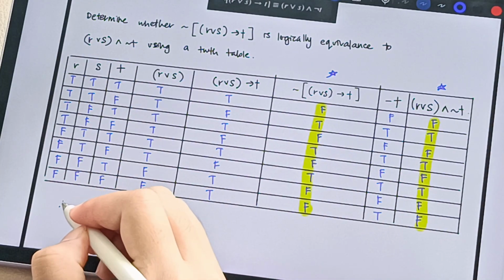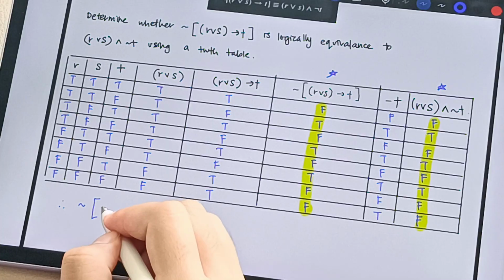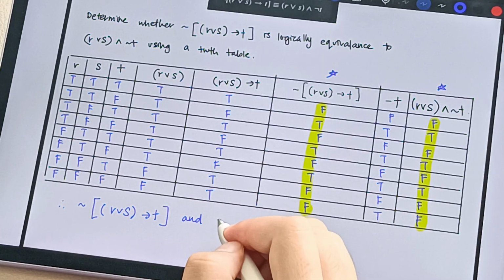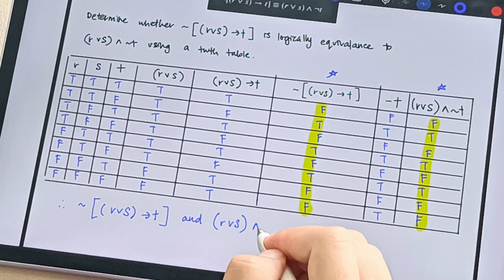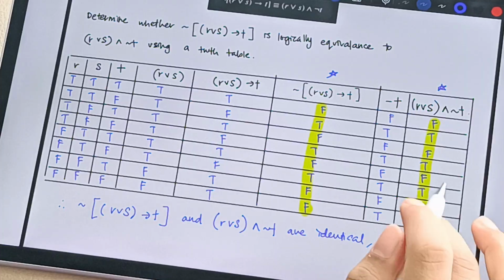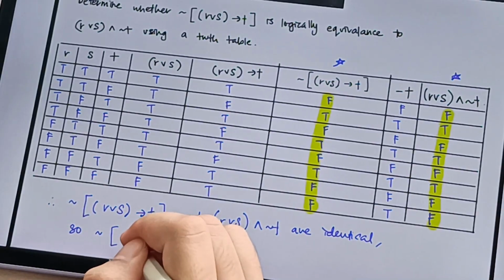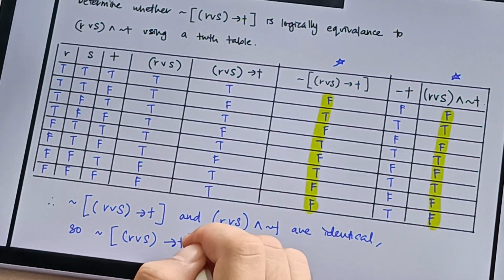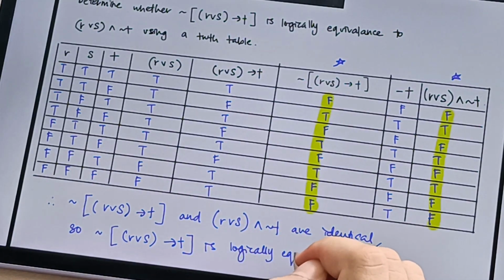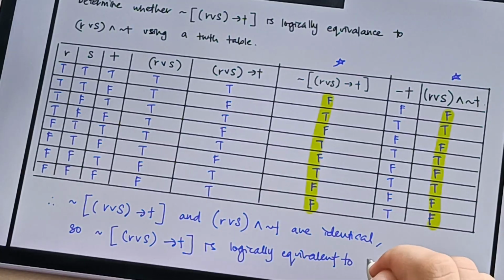So not (R or S) implies T and (R or S) and not T are identical. So not (R or S) implies T is logically equivalent to (R or S) and not T.